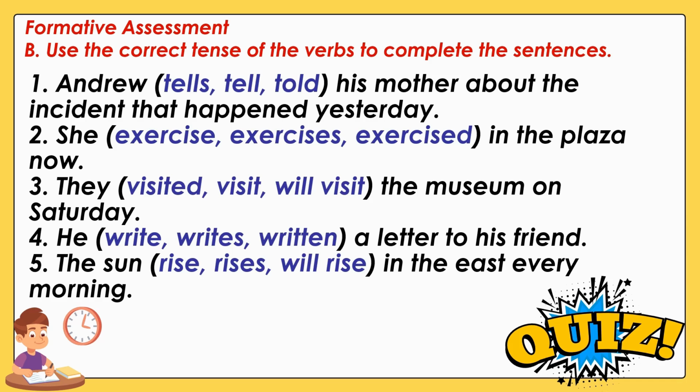Number 3, they visited, visit, will visit the museum on Saturday. Number 4, he writes, written a letter to his friend. Number 5, the sun rises, will rise in the east every morning.